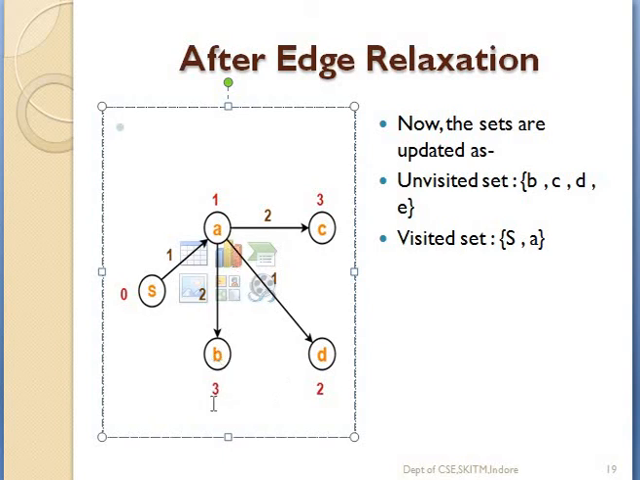Earlier for B it's 5. If we are going from S to B directly, the total cost involved is 5, and if we are going from A to B, the cost involved is 3, that is minimum. So after the edge relaxation, the visited sets are S and A and the unvisited sets are B, C, D.